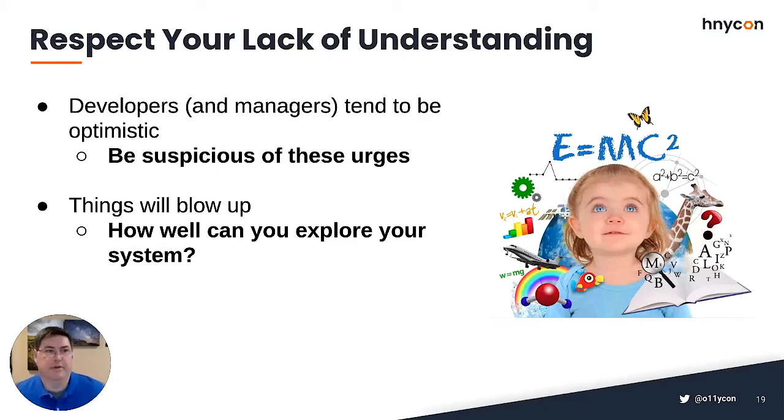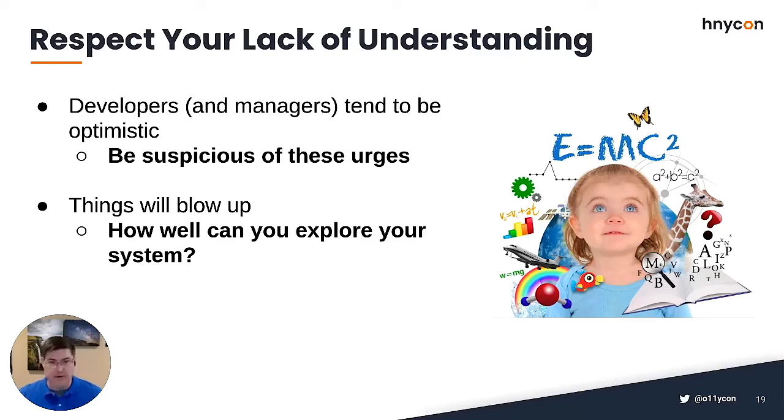The last thing I'll drop in here is it's important to respect your lack of understanding. That sounds funny, but developers, and I think managers to a certain extent, tend to be very optimistic about what they can do and how fast they can do it. It's important to be suspicious of that, to be skeptical of it. As I said, when we're visualizing how to solve a problem, we're thinking about the happy path. It's important to slow down and consider the other things that can go wrong. And our ability to see that up front is very limited.